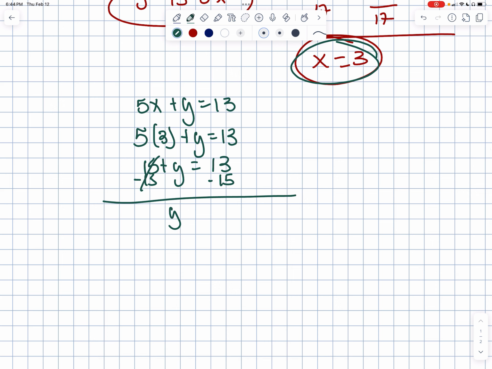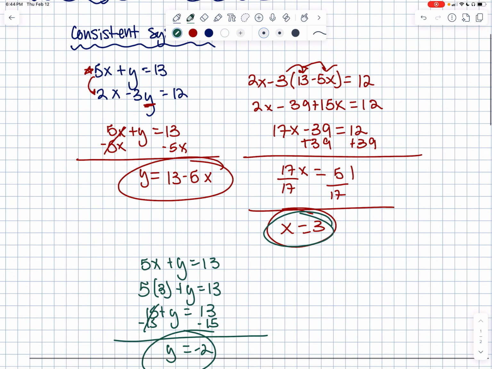We're left with y because this crosses out. Y equals, what's 13 minus 15? This can be tricky for you guys sometimes. You have $13 and I take away 15, you're going to be left with less than $0. Or you can think about it this way, 15 minus 13, but you carry the negative. So think about it that way. 15 minus 13 is 2. Carry the negative, negative 2. Y equals negative 2.